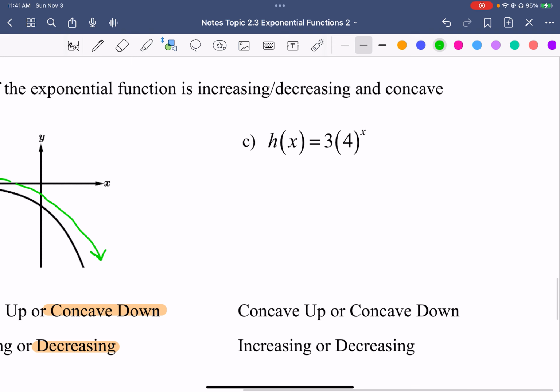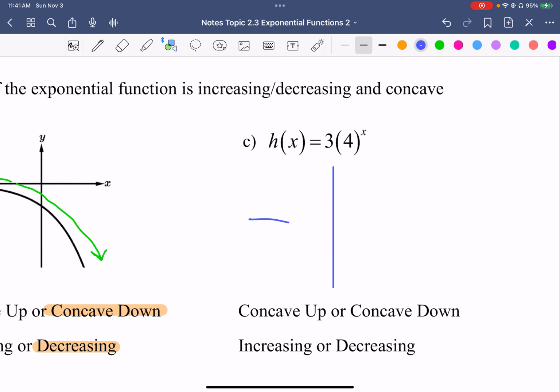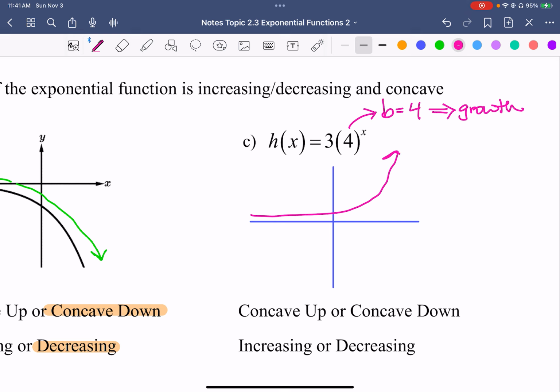Okay, then we have C. We're going to have to graph this one ourselves. Remember that to graph, you have to look at the base. The base is the one in parentheses attached to the exponent of x, so the base is 4. Because 4 is greater than 1, it's going to represent growth. So to represent the growth, I always start on the left, and I'm going to have to go up to represent the growth. And then the y-intercept, which is positive, would be at (0, 3).